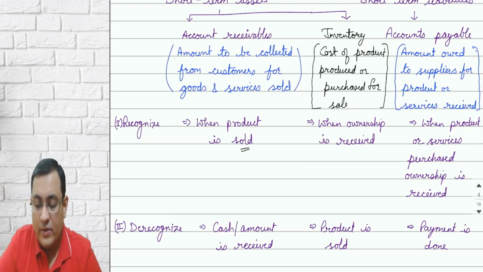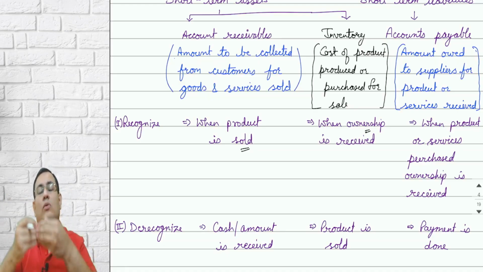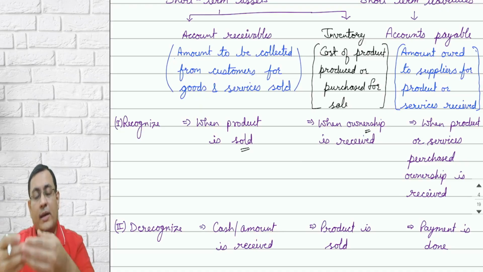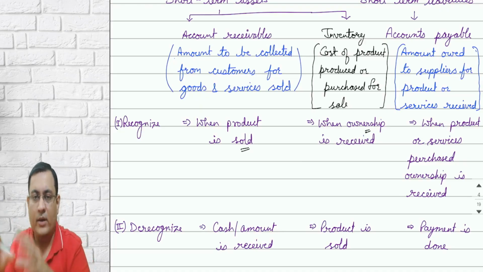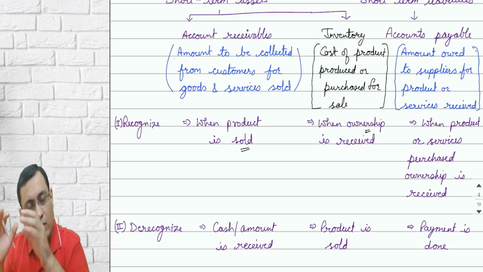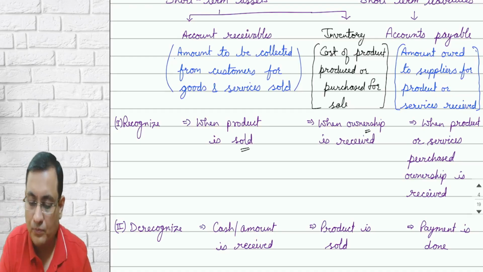Inventory is recognized when you receive the ownership. When you receive the ownership, meaning the risk and reward related to the goods is transferred to you, then you become the owner of that inventory. Then that inventory should be recognized or recorded. Recognized means recorded in your books of accounts.